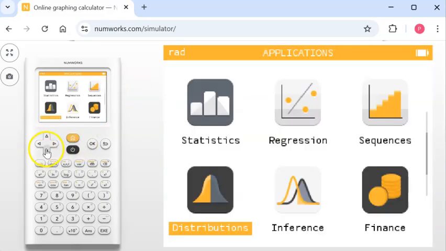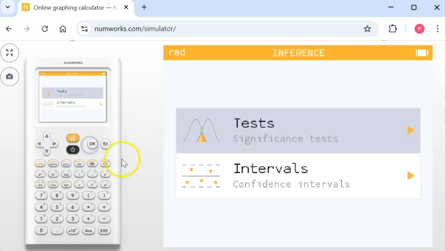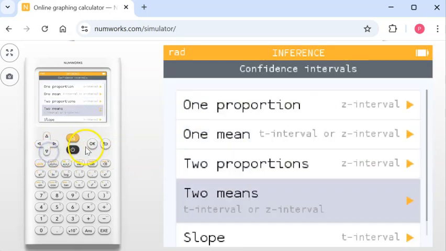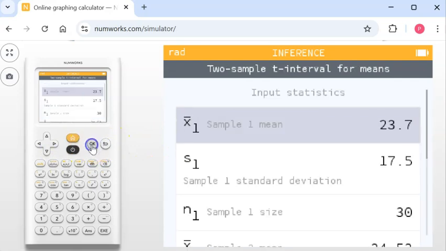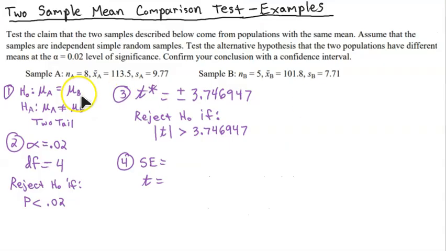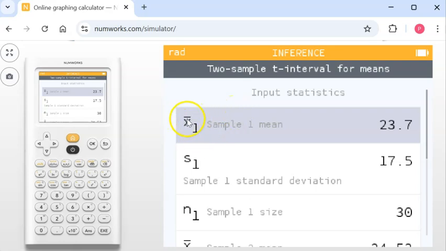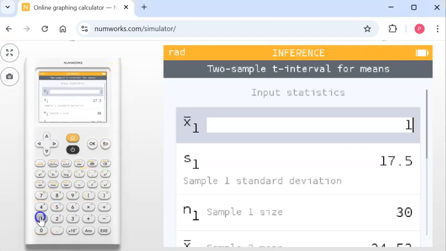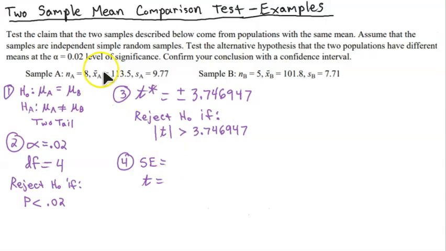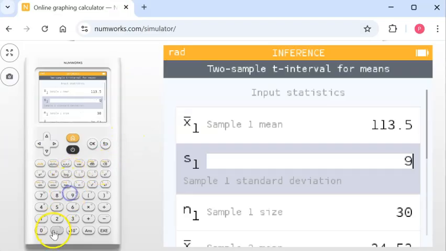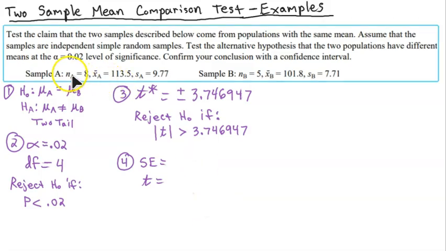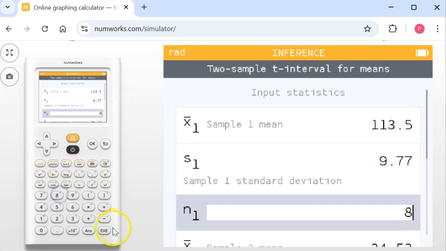So we're going to go over to inference here. We're going to hit OK. And for the standard error, we're going to go into intervals, hit OK. We're going to go down to two means, OK. T interval, input statistics, and here's where we're going to put all our numbers in. So now we're going to call 1 A. So this is going to be x bar sub A. All right, x bar sub A is 113.5, enter. S sub A, the standard deviation from A is 9.77. Execute. And then n sub 1 is going to be n sub A, which is 8. So 8, enter.